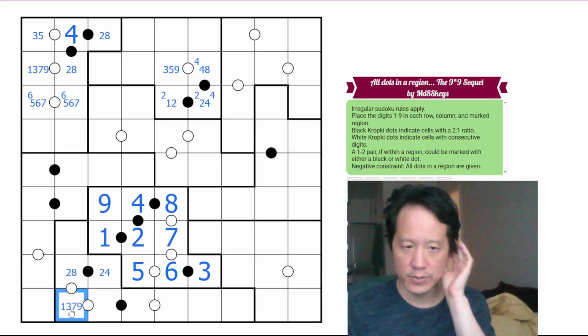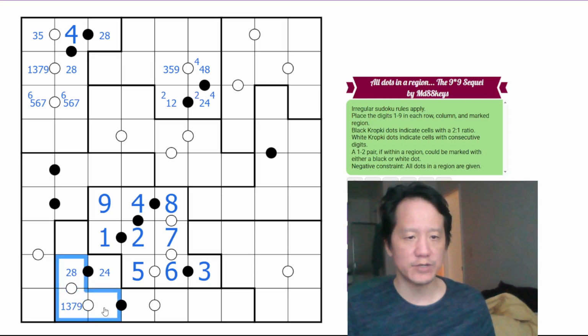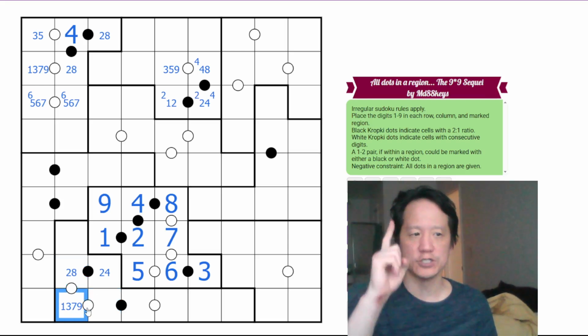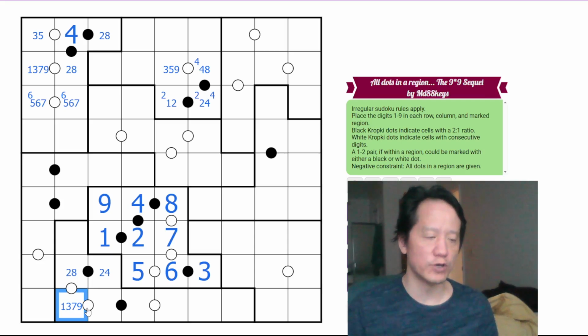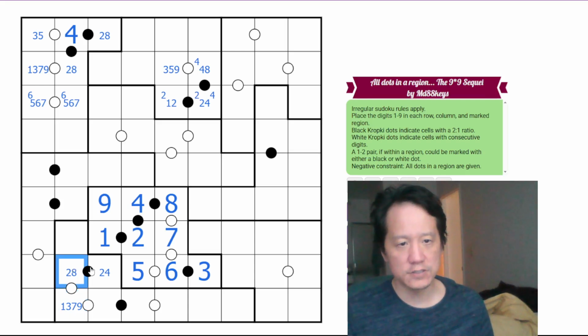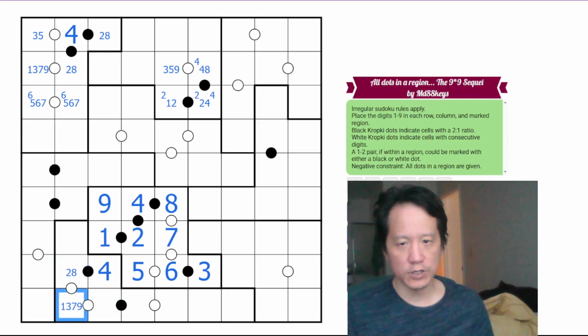1 cannot be here and 9 cannot be here because this digit has to be consecutive with 2 unique digits in the same region. But 1 and 9 are only consecutive with 1 digit. 1 is consecutive only with 2, and 9 is consecutive only with 7. Since this is 2 or 8, this must be a 4, because 2 and 8 are only in a 1 to 2 ratio with 4 out of 2 or 4. This can't be 1 or 9.